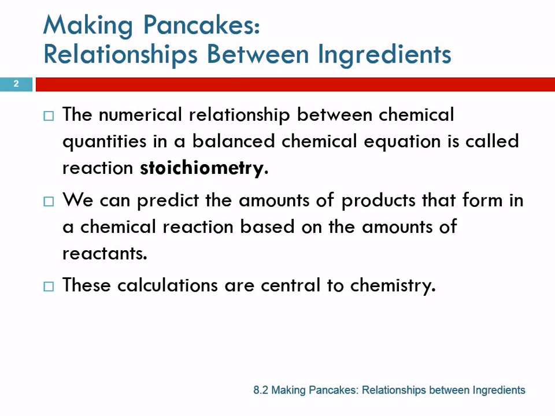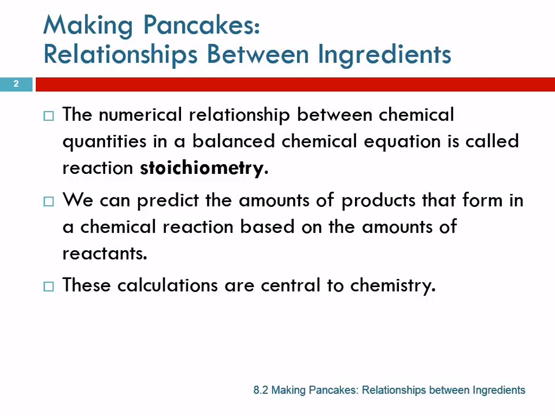The numerical relationship between chemical quantities in a balanced chemical equation is called reaction stoichiometry. Stoichiometry. So that's a big long word, and it just means we're looking at the relationships in that chemical equation based on numbers. So we're measuring things. And this is really important because this allows us to predict, well, if I have this mass of starting material, what mass of product can I make? And so it makes chemistry very practical.